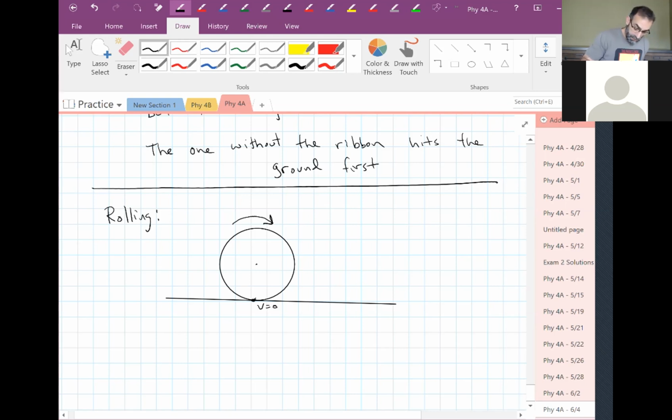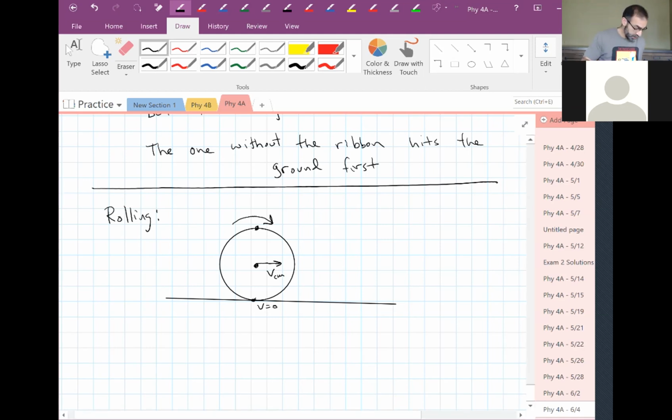If I move up to the center of the object, the center of the wheel or disc or whatever this is, it's moving with some speed. We'll just call that V center of mass because that's the center of mass of the object, right? And that means that a point on the rim of my wheel, how fast is it moving? Twice as fast, right? Because it's 2r away from our axis of rotation.